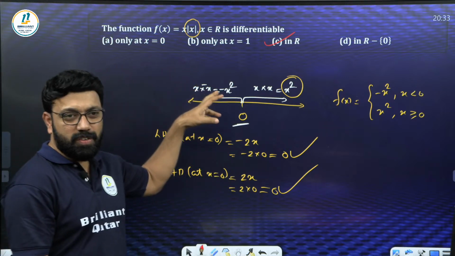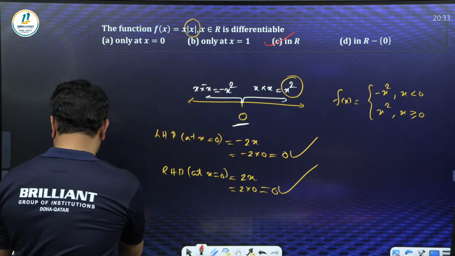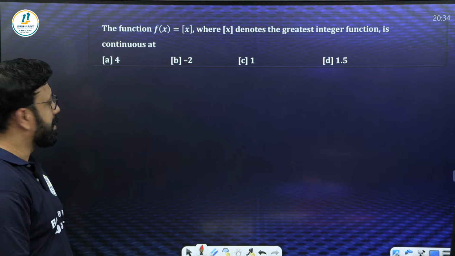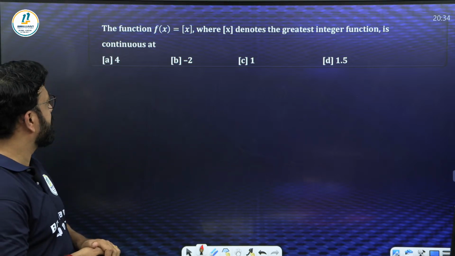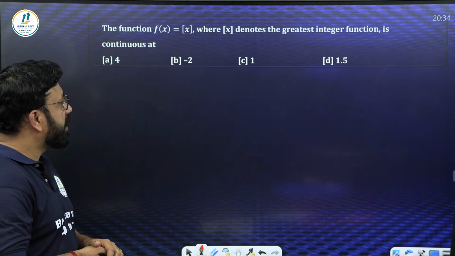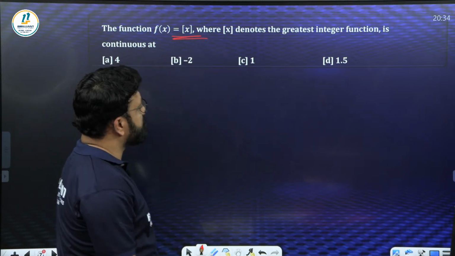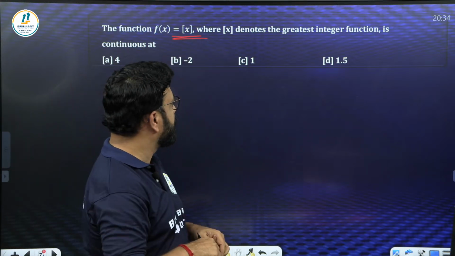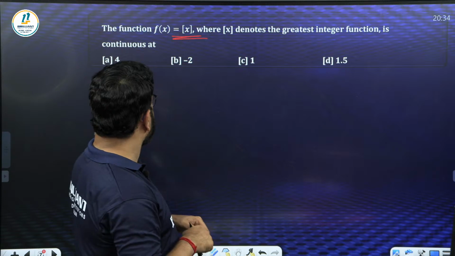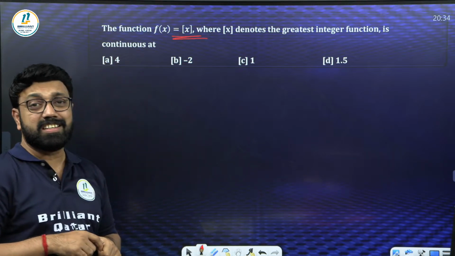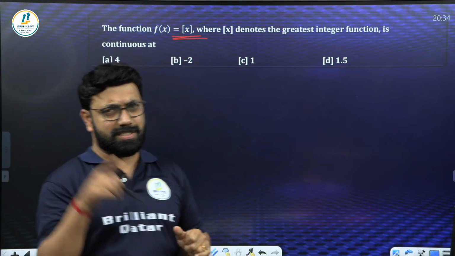Hope all of you understood. Next question. The function f of x equal to greatest integer x, where box x denotes the greatest integer function. Where is the function continuous and where is it discontinuous?